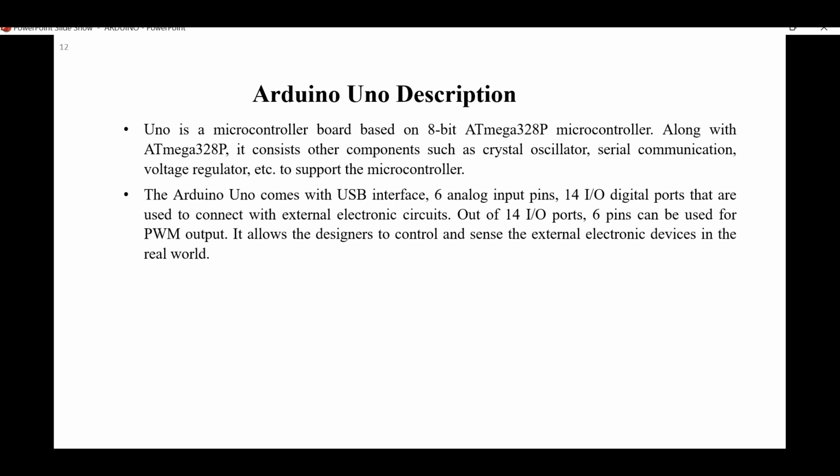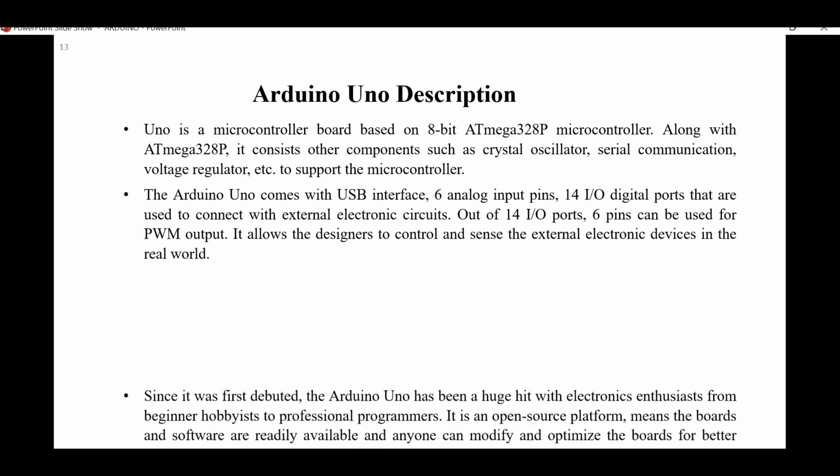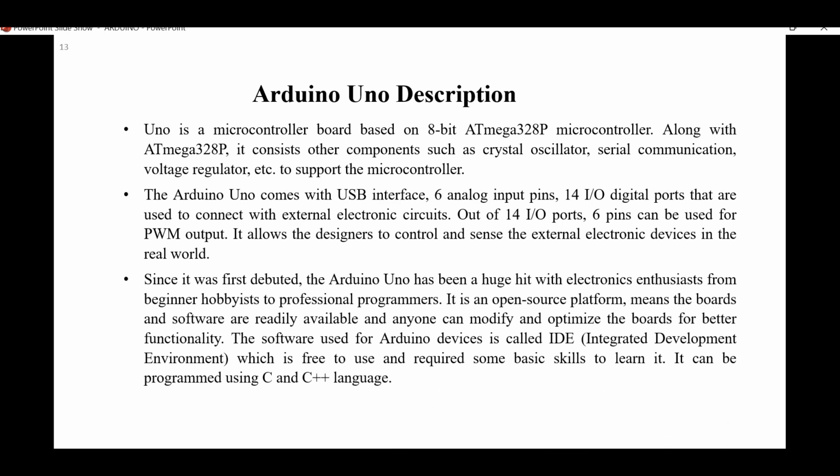And next, coming to its pins. It has 6 analog pins, 14 digital pins, and 6 PWM pins. It has power pins also, like 5 volts and ground. We have a reset button. Everything is on the Arduino Uno board.